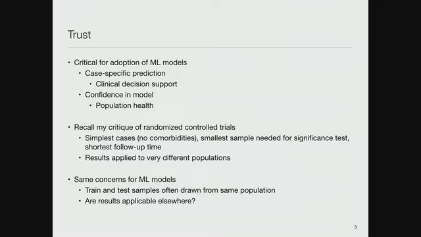Now, remember my critique of randomized controlled trials, that people do these trials. They choose the simplest cases, the smallest number of patients that they need in order to reach statistical significance, the shortest amount of follow-up time, et cetera. And then the results of those trials are applied to very different populations. So David's talked about cohort shift as a generalization of that idea.